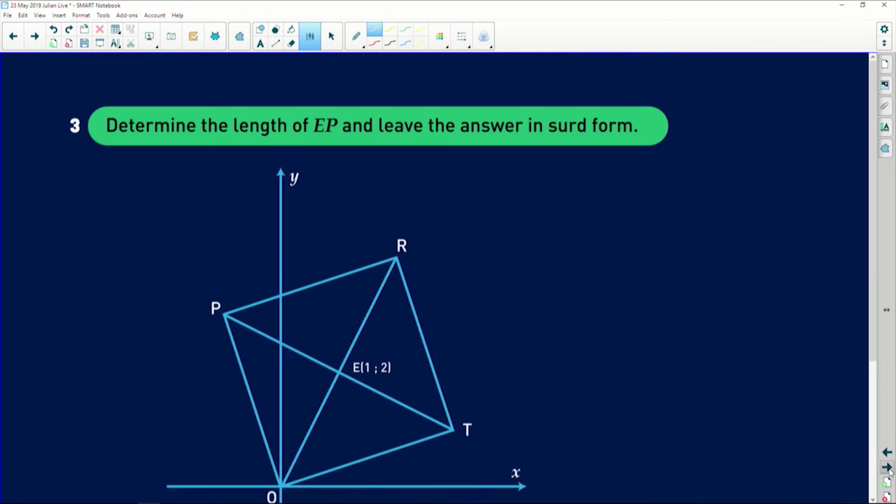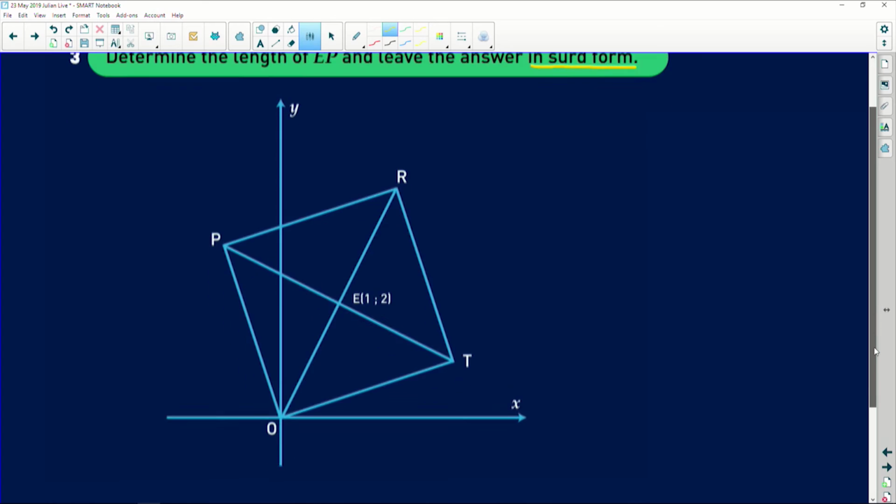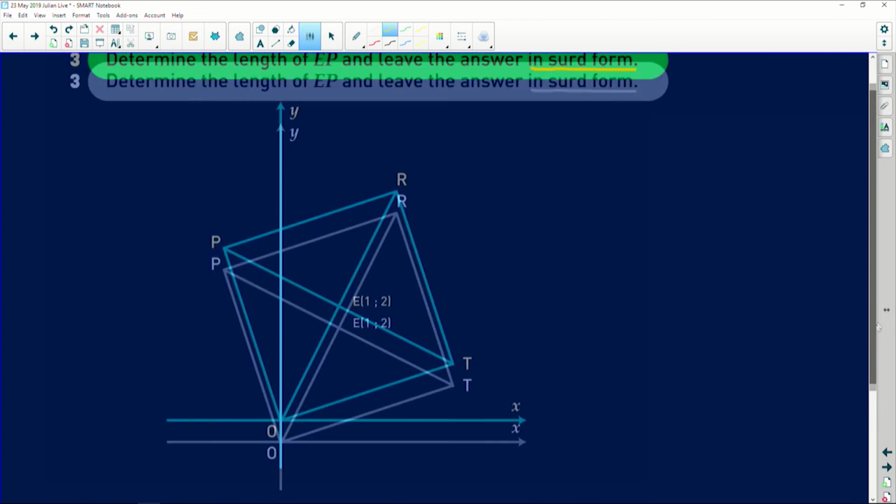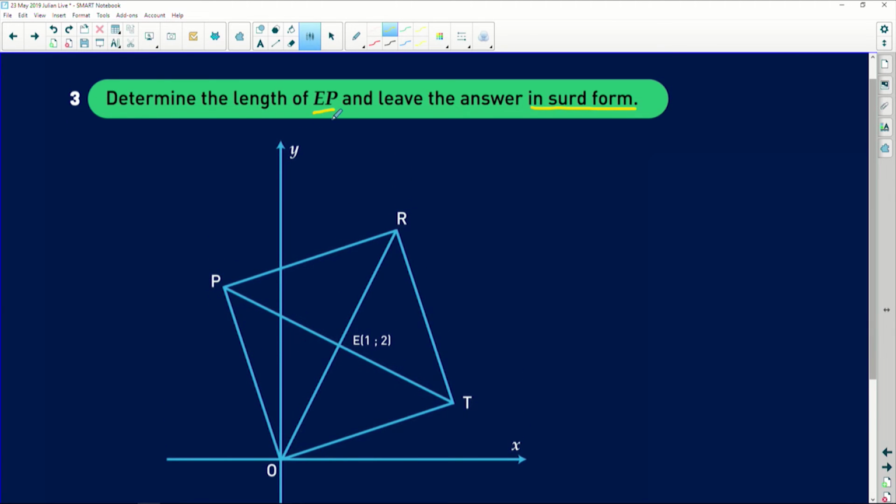The other part of my question is: determine the length of EP and leave your answer in surd form. So guys, surd form means that I've just got some sort of root, a cube root or a square root in my answer. I don't want to simplify that using a calculator. I want to leave it in surd form because that's what the question asks. Now, we want to find the length of EP, so we want to find this distance over here.